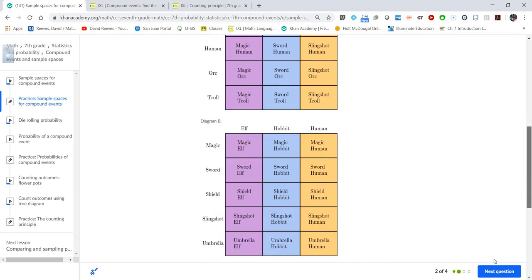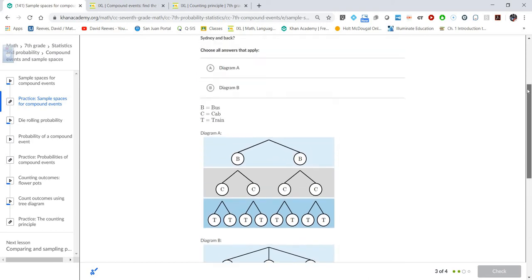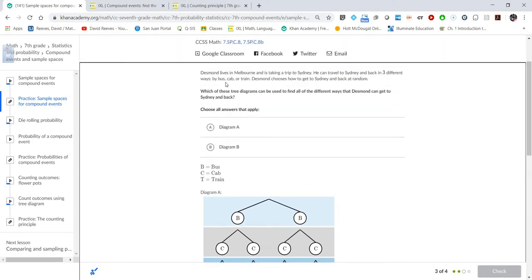Alrighty, let's do one more maybe of these Khan Academy questions. Take a look. Alright, we're back to the tree diagrams. Desmond lives in Melbourne and is taking a trip to Sydney. All right, we're hanging out down under. He can travel to Sydney and back 3 different ways, by a bus, a cab, or a train. Desmond chooses how to get to Sydney and back at random.